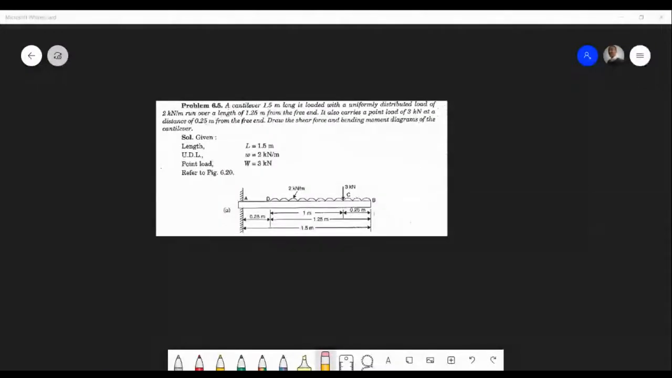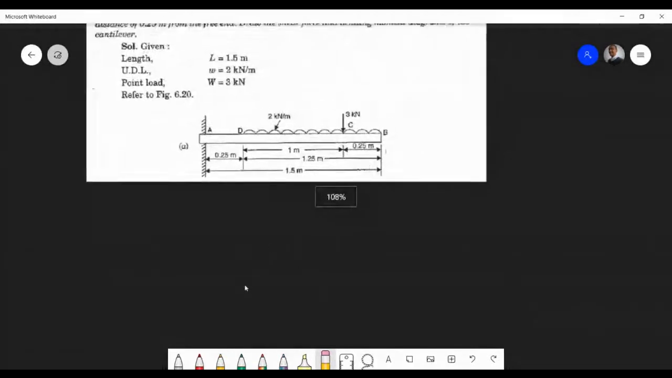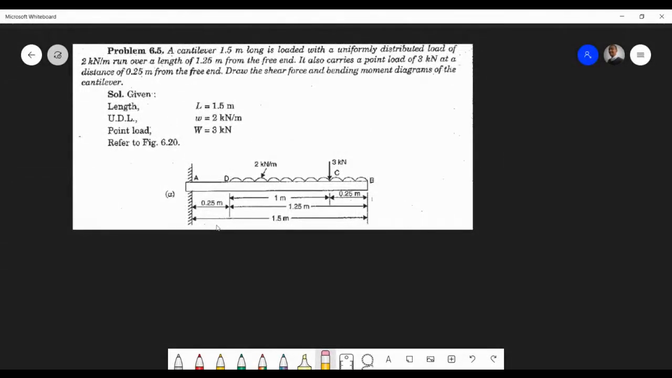Okay, so let's do the cantilever. Problems can get a bit involved, but it should still be fine. So forces up equals forces down.